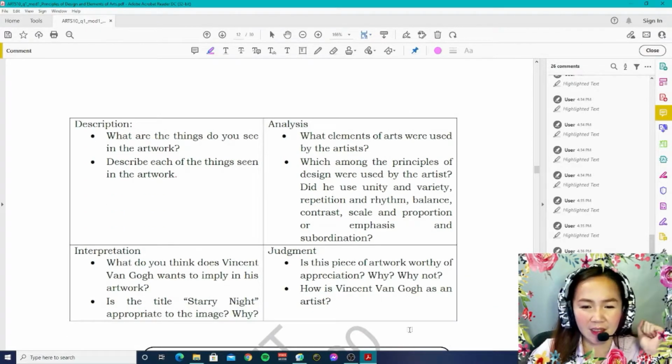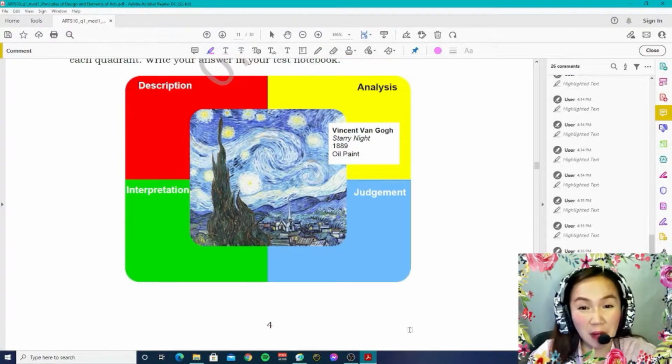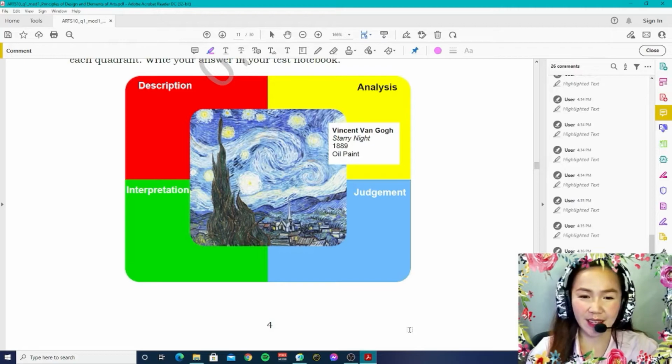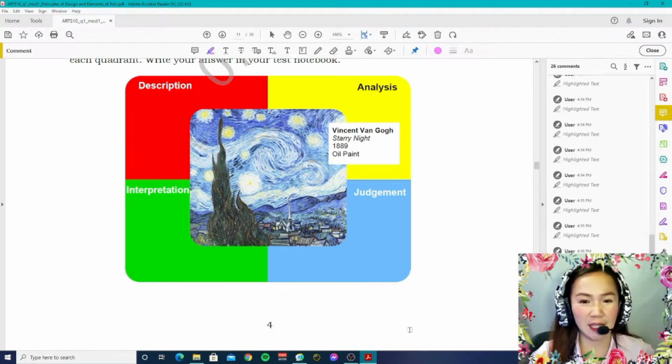Okay, and how is Vincent van Gogh as an artist? At kilala nyo ba si Vincent van Gogh? Kumusta siya as an artist? Okay? Now, kumusta siya? Kumusta yung atake niya dito? Yung the way niya pininta.